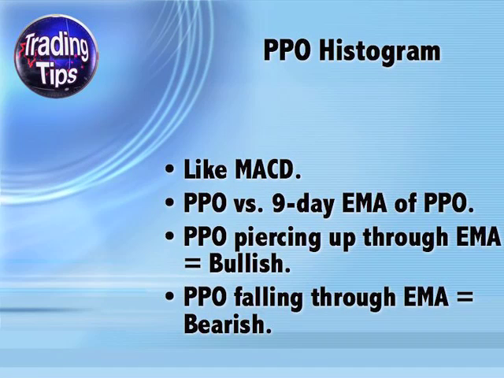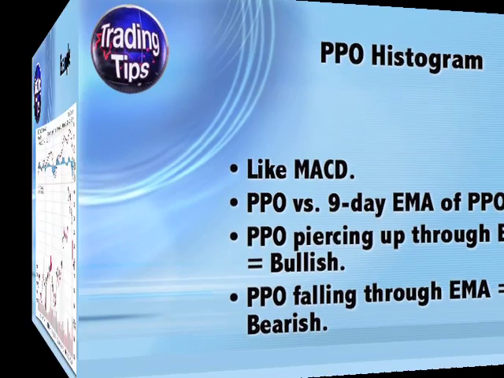Because PPO and MACD are so similar, the concept of the MACD histogram has been applied to PPO. The PPO histogram shows the difference between PPO and a 9-day exponential moving average of the PPO. When PPO pierces up through that 9-day EMA, that's a bullish sign. When the reverse happens, it's a bearish sign.